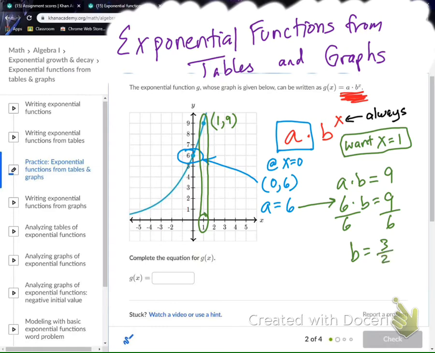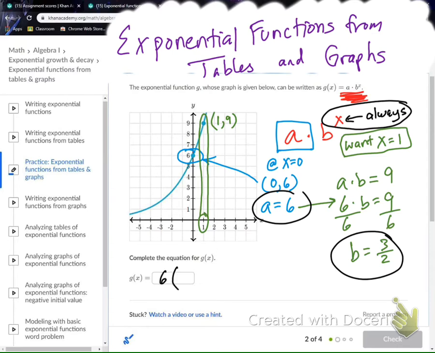So when I go to write my equation here, now that I have a and b, remembering this one's always the exponent x, I'm going to write in the answer 6 and a base of 3 over 2 to the power of x.